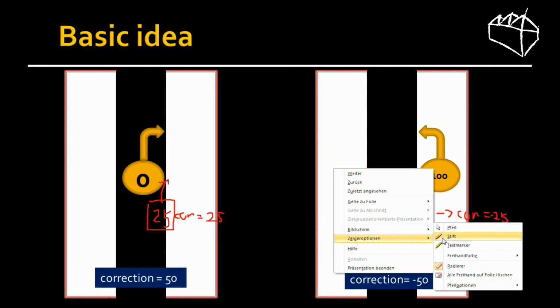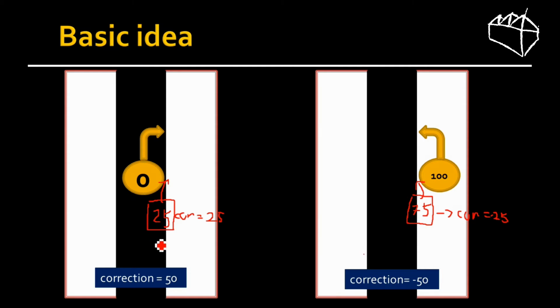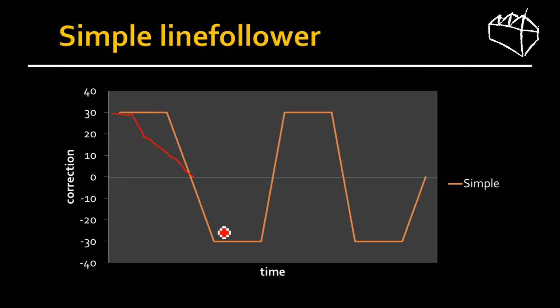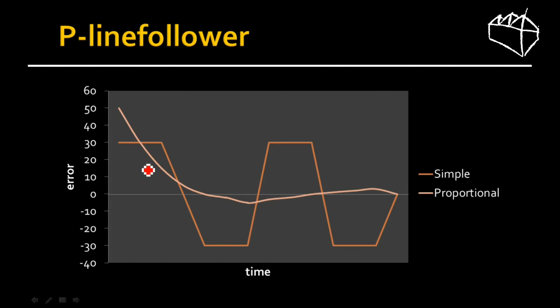Let's, for example, add another value, 30. So if it's even more to the right, then the correction should be less. Let's say the correction now is 20. And as you can see, the more the robot comes to the edge, the less the correction gets. So this is what we actually want to have, the curve. We can achieve this with the proportional controller.